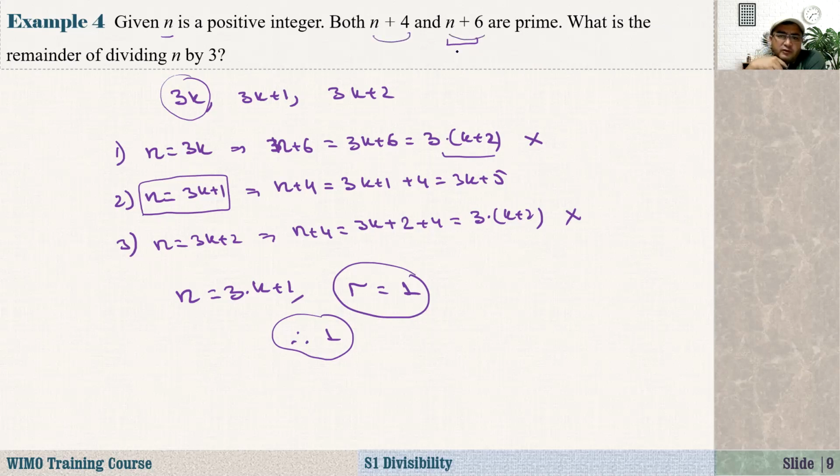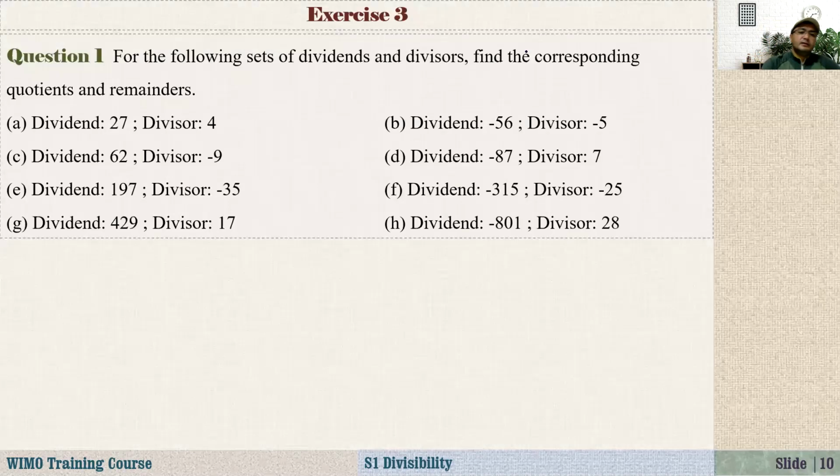11 and 13, these are prime numbers, and n is equal to 7. If you divide 7 by 3, the remainder is 1. Or for example, if n is equal to 13, n plus 4 will be 17, n plus 6 is 19. And n equals 13, and if you divide 13 by 3, the remainder is 1. Just some examples. Now let's move on.